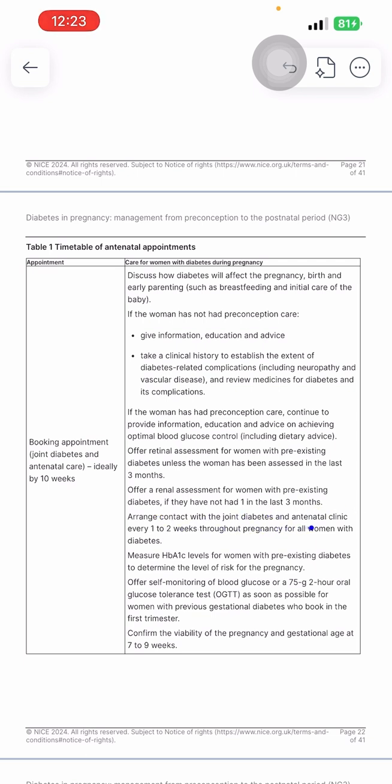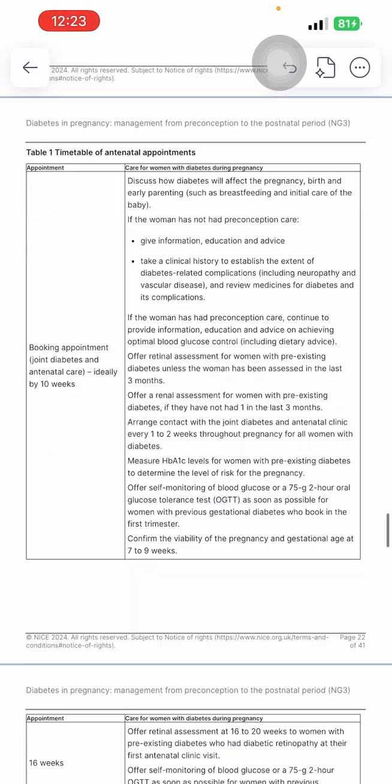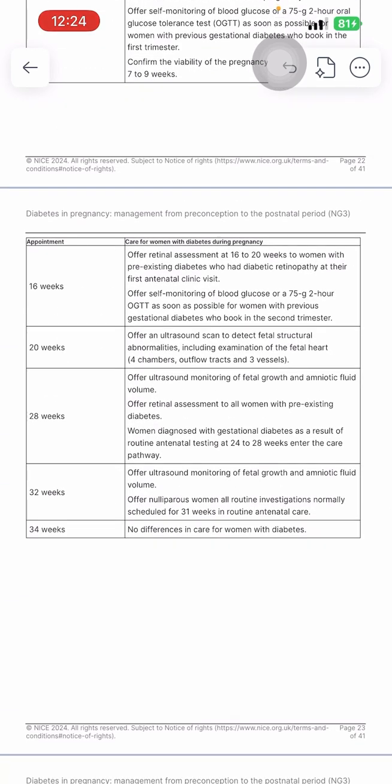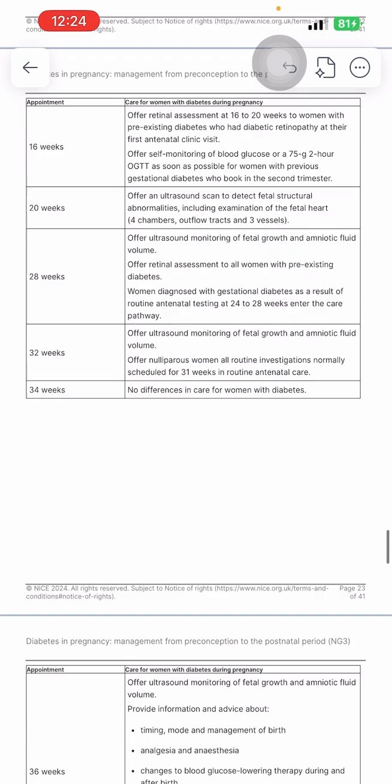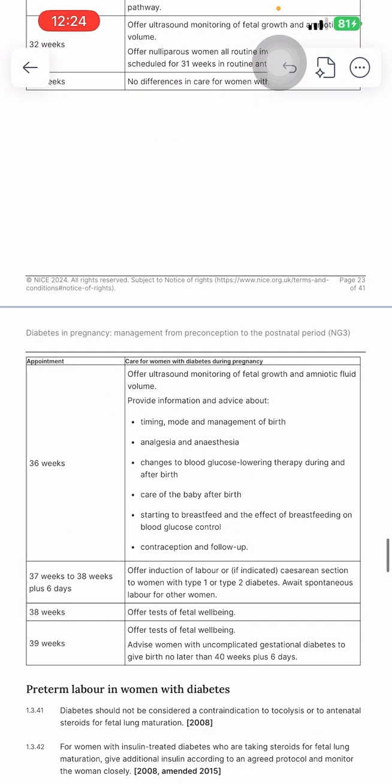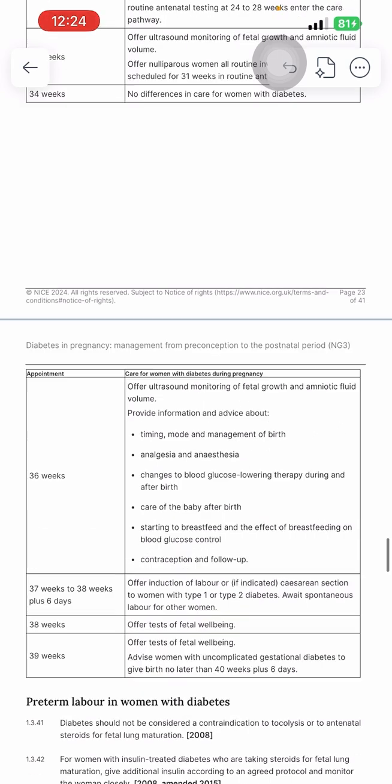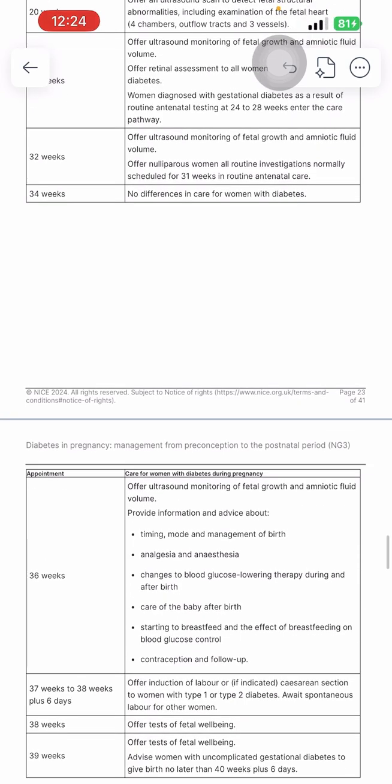Arrange contact with the joint diabetes antenatal clinic every 1 to 2 weeks throughout the pregnancy for all women with diabetes. Measure HbA1c level for women with pre-existing diabetes to determine the level of risk in pregnancy. Offer an OGTT as soon as possible for women with previous gestational diabetes who book in the first trimester, and confirm the viability of the pregnancy at 7 to 8 weeks. At 16 weeks, what we have to do, we already discussed in detail previously, so go through this table to see what you have to do at which week.